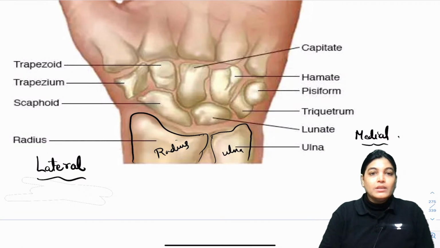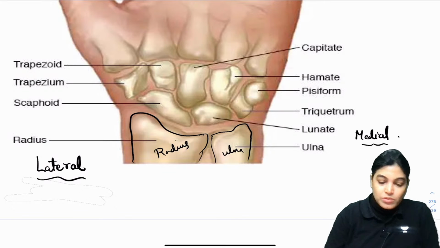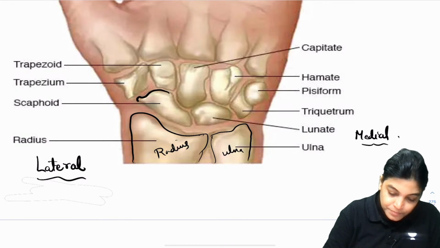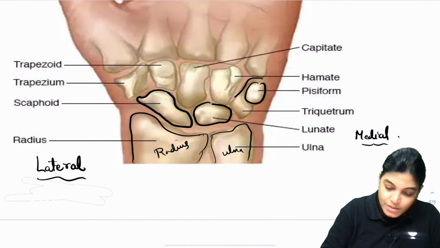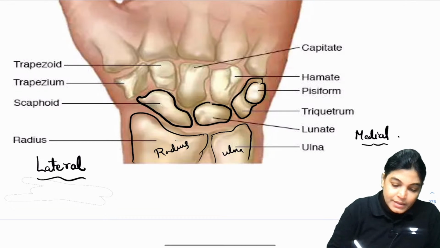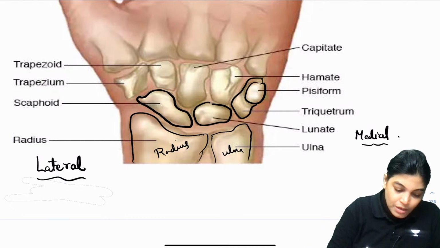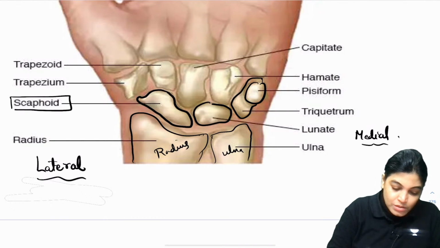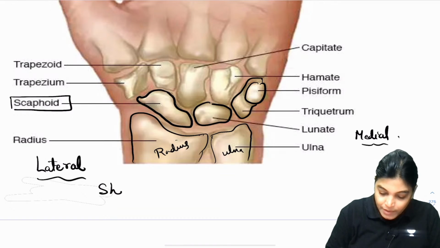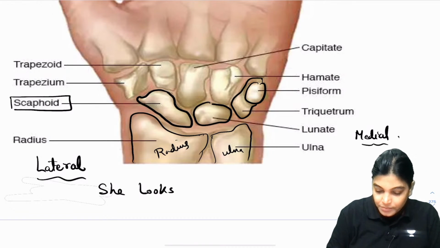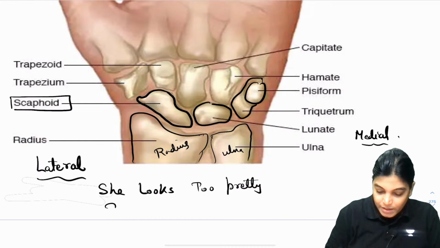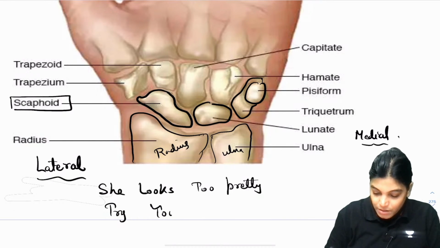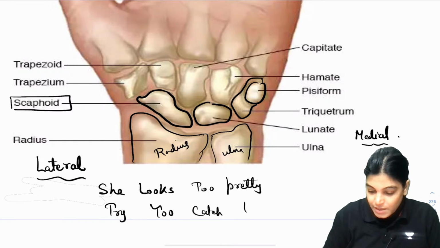Okay, now the bones. Let's start with the bones. As we go from lateral to medial, we have got 4 proximal row bones. The mnemonic is "She looks too pretty, try to catch her."